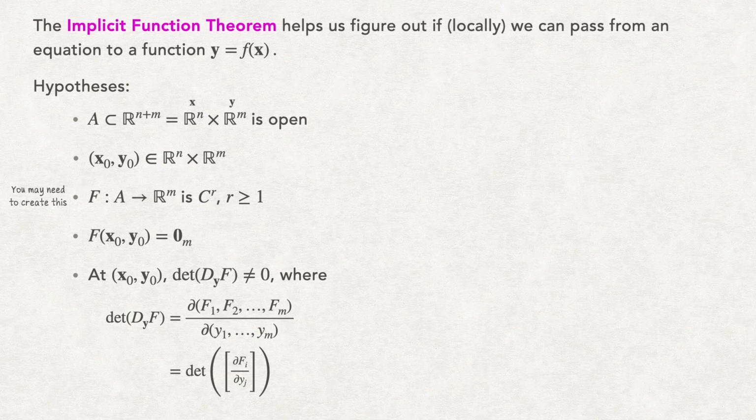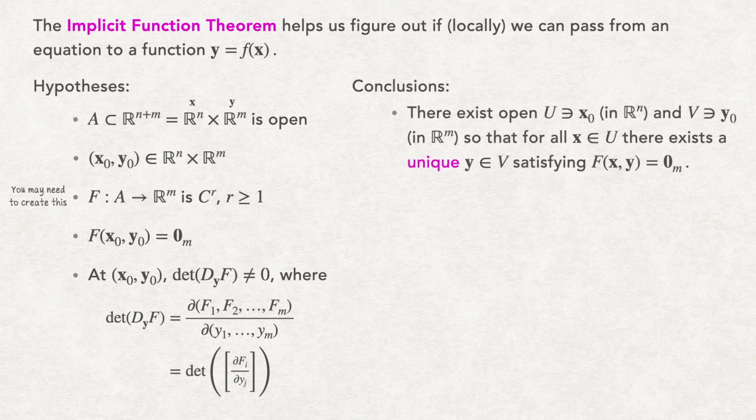If your function f passes this test at your anchor point, then here are the conclusions. The first one refers back to those neighborhoods u and v that I sketched a moment ago, and which we will return to. There exists an open neighborhood u of your desired independent variables. That neighborhood u is a subset of Rn, and there exists an open neighborhood v of your desired dependent variables. That is an open neighborhood in Rm, so that for each choice of input x from the neighborhood u, there exists a unique choice of y from the neighborhood v, so that when you plug in that x with that y into your function f, you get mapped to zero.